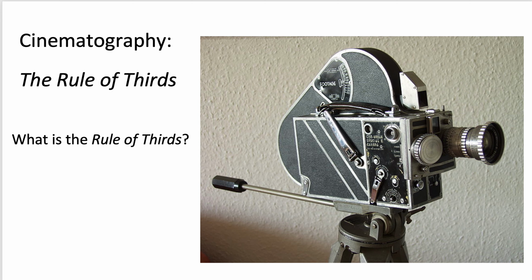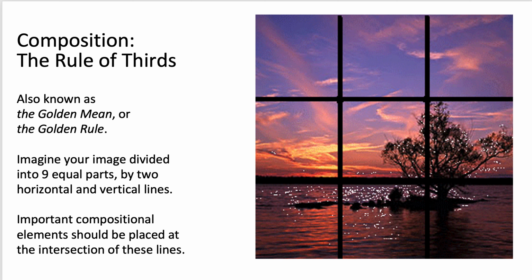Very briefly about one of the rules of cinematography or photography, which is the rule of thirds. So, what is the rule of thirds? The rule of thirds is a very simple rule which suggests that you don't want to compose things in too obviously symmetrical a way.